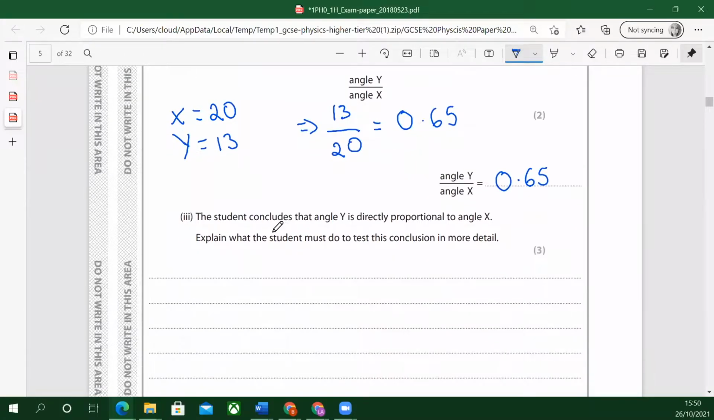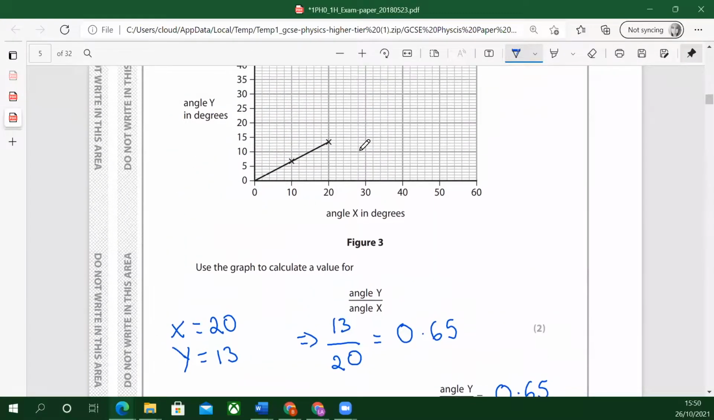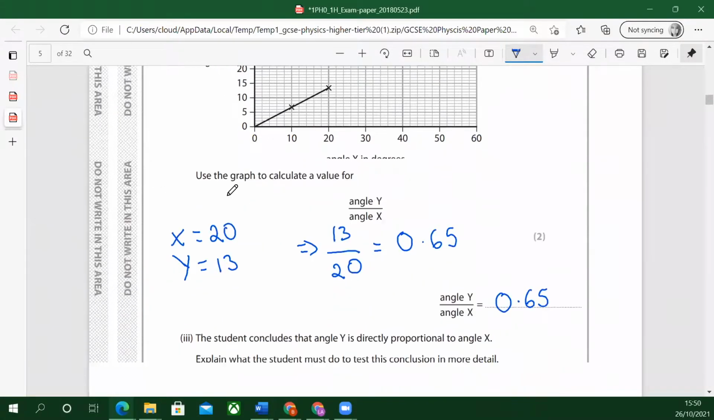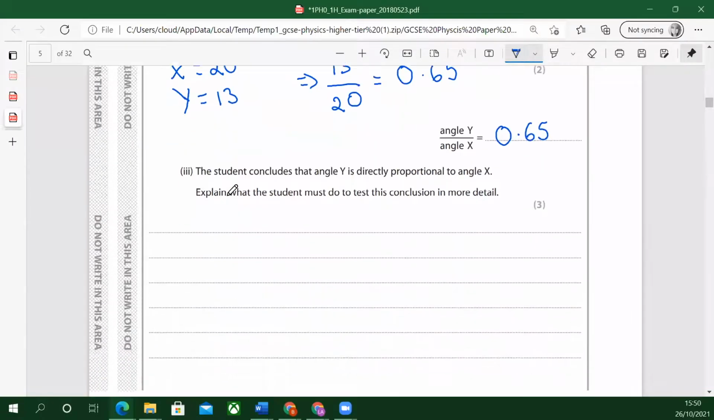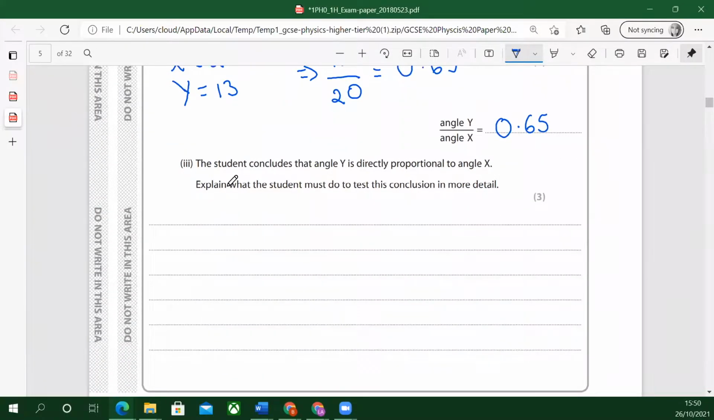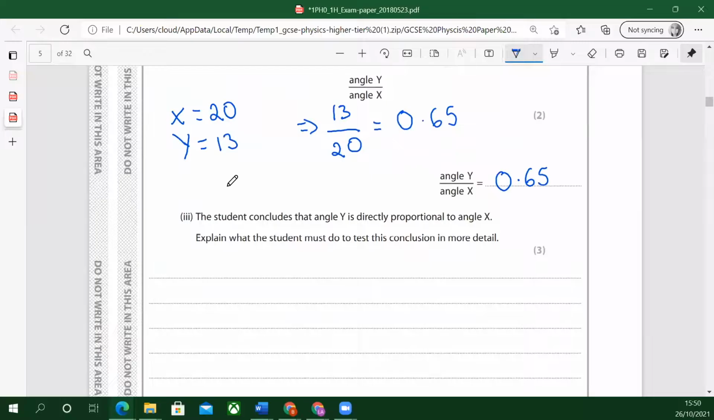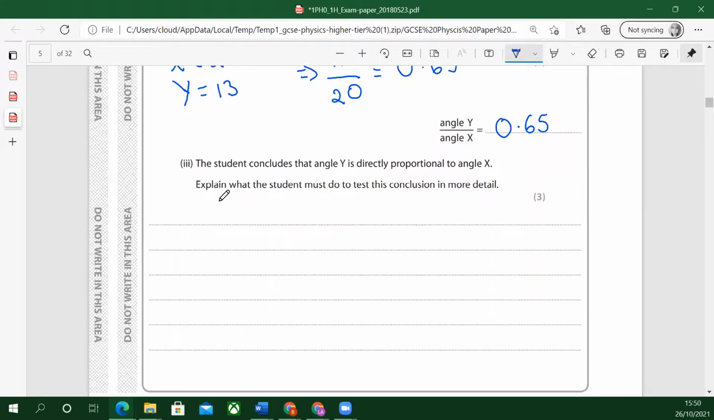The student concludes that angle Y is directly proportional to angle X. It does look like it is. It's going in a straight line so far. Directly proportional means as one goes up, the other value goes up. So as the value of X increases, the value of Y increases, or as the value of Y decreases, the value of X decreases. So they do the same thing, directly proportional.